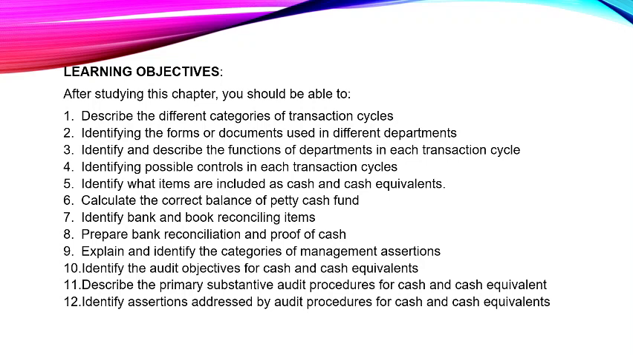Identify what items are included in cash and cash equivalents, calculate the correct balance of the petty cash fund, identify bank and book reconciling items, prepare a bank reconciliation and proof of cash, explain and identify the categories of management assertions, identify the audit objectives of cash and cash equivalents, describe the primary substantive audit procedures for cash and cash equivalents, and identify assertions addressed by audit procedures for cash and cash equivalents.